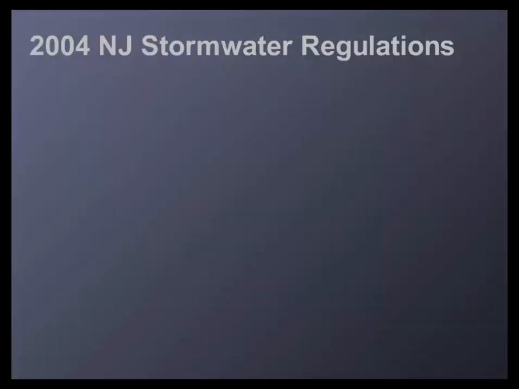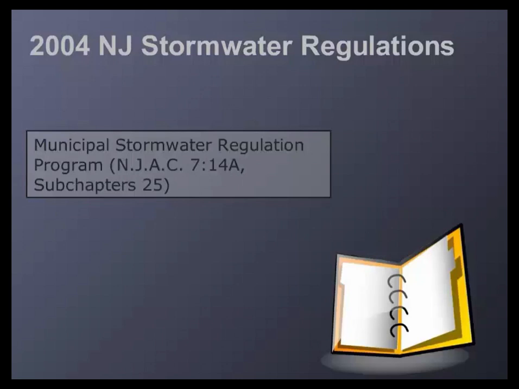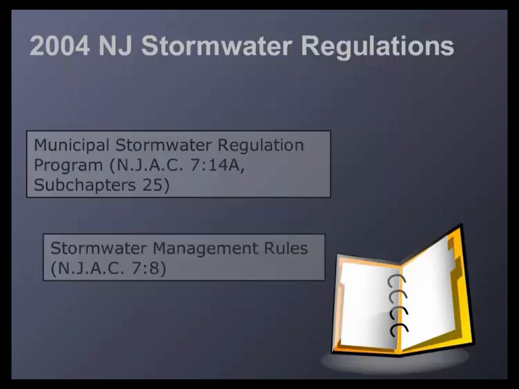The limitations of the prior two programs prompted the development of the 2004 New Jersey Stormwater Regulations. These are often referred to as the new stormwater management rules, though they are over 10 years old. The regulations have two elements of particular relevance. The Municipal Stormwater Regulation Program requires all municipalities and large public complexes to obtain permits for their storm sewer system.